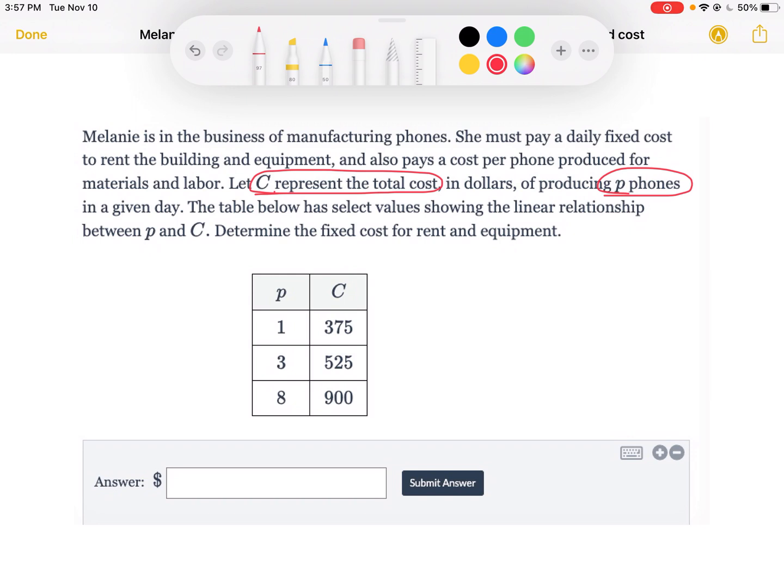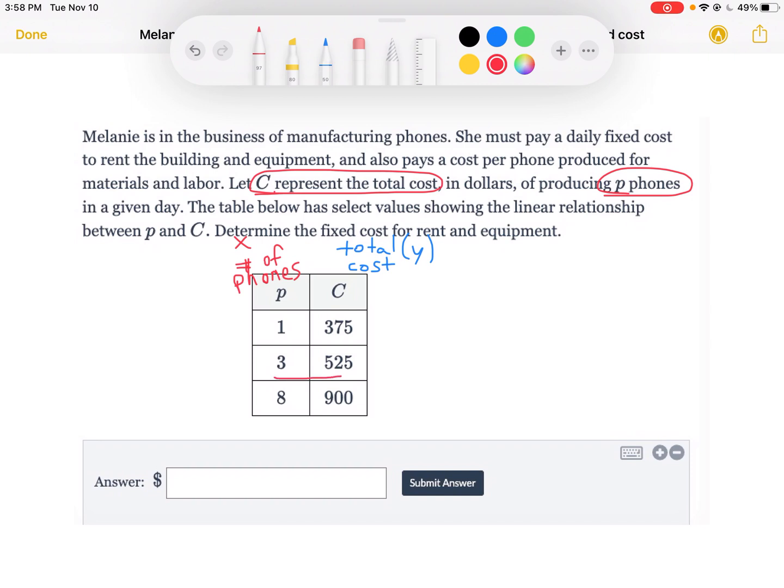So P is the number of phones, and when we make our equation, that's going to end up being like our X. And then C is the total cost in dollars. And when we make our equation, that's going to be our Y. Okay, so let's find our slope first.